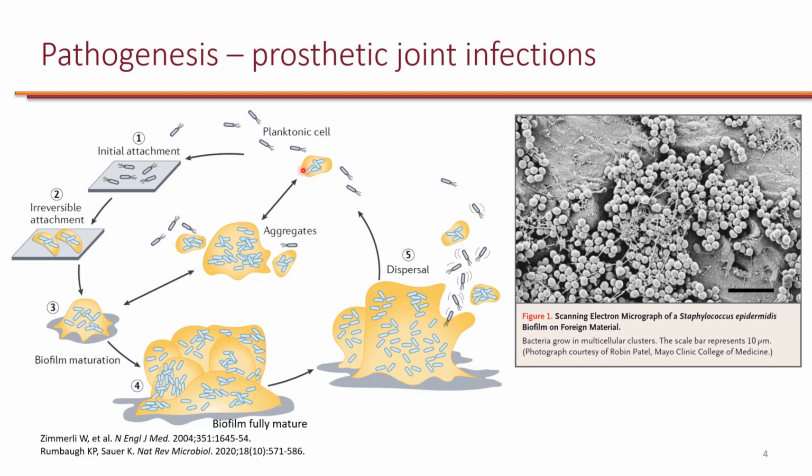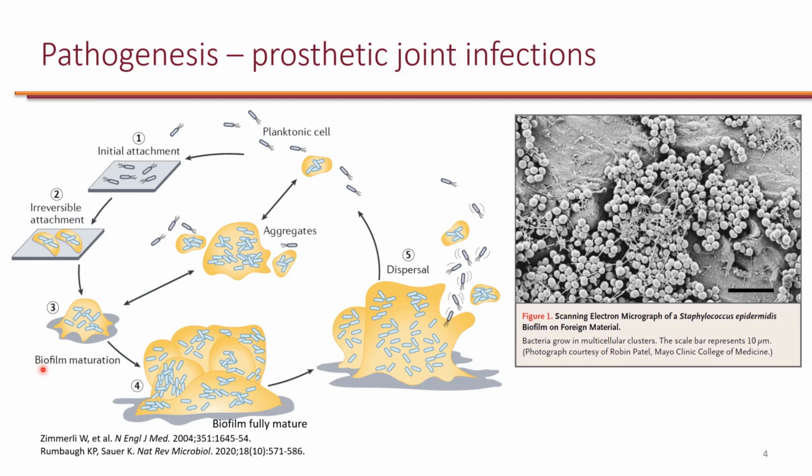Planktonic cells are essentially the bacteria that flow in the environment, and this environment could be the host, for example, the blood. The first step is for these bacteria to attach to a foreign object, oftentimes foreign hardware in the host. They can also do this occasionally with bone. The second step is irreversible attachment to the object by losing their flagella and producing biofilm matrix components.